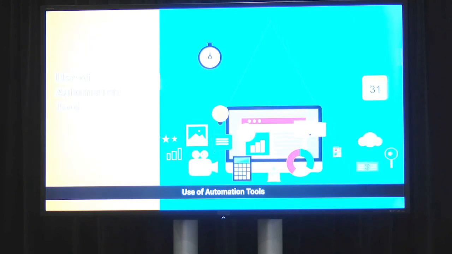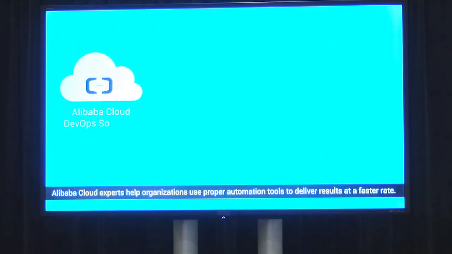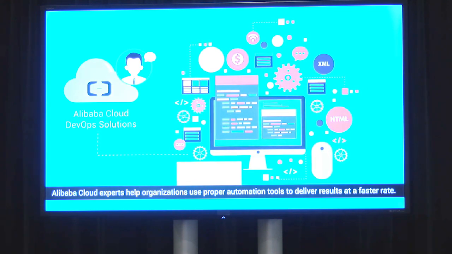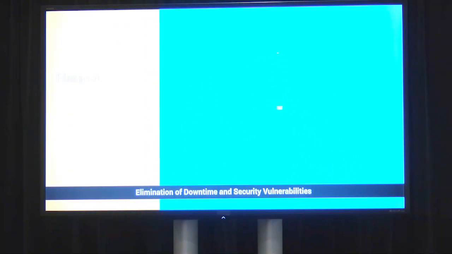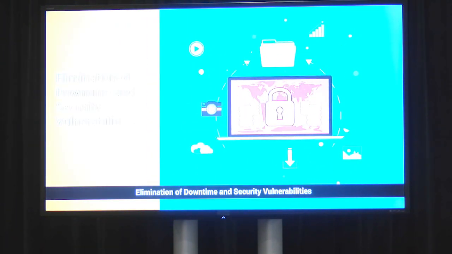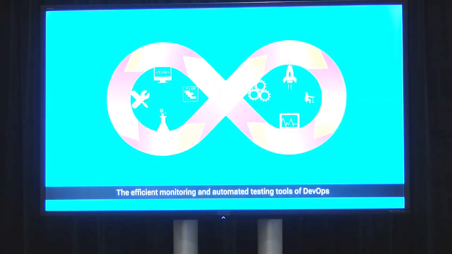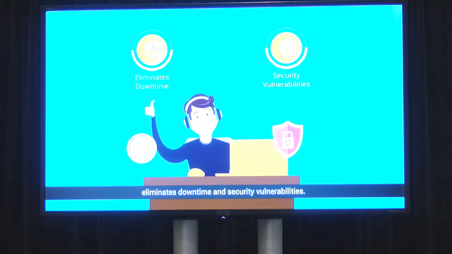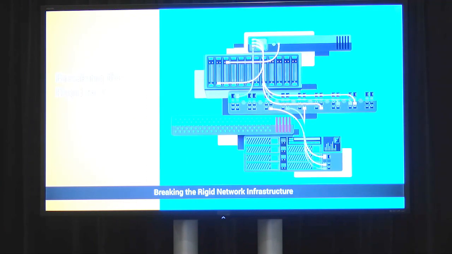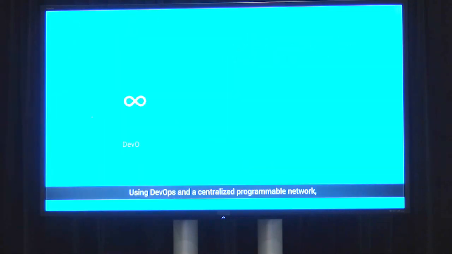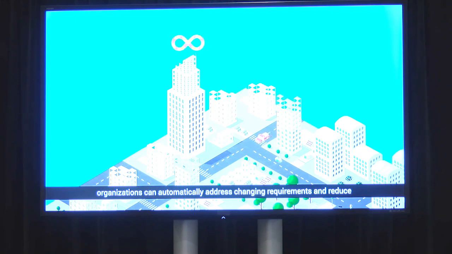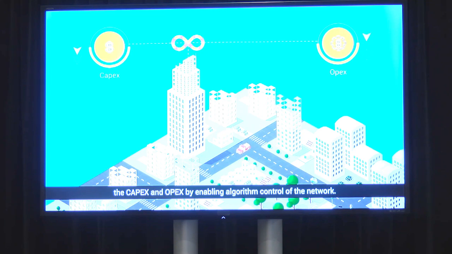Use of automation tools. Alibaba Cloud experts help organizations use proper automation tools to deliver results at a faster rate. Elimination of downtime and security vulnerabilities. The efficient monitoring and automated testing tools of DevOps eliminate downtime and security vulnerabilities. Breaking the rigid network infrastructure. Using DevOps in a centralized programmable network, organizations can automatically address changing requirements and reduce CapEx and OpEx by enabling algorithm control of the network.